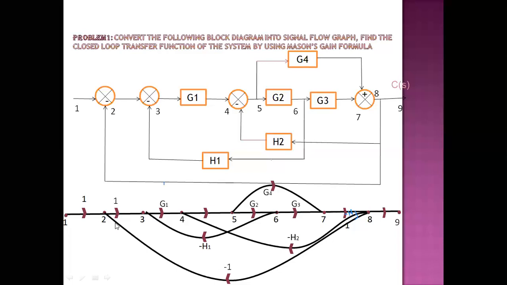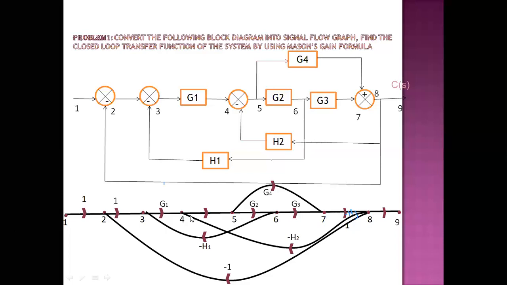This forms the first loop. Next loop is starting from 3, traverses through 4, 5, 6, then coming back again to 3. This forms another loop. Then starting from the node 4, the signal flows through 5, 6, 7, 8, and then through this feedback coming back to 4. So this forms another loop.